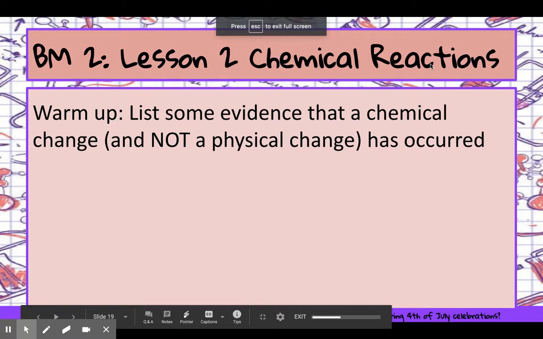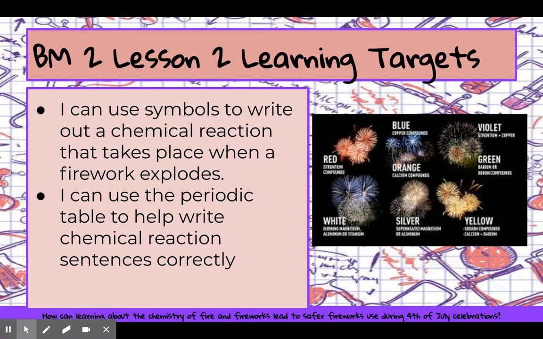All right. So, benchmark 2, lesson 2 is all about chemical reactions. And our goal is to be able to use symbols and write chemical reaction sentences and eventually get to the point where we can talk about the chemical reactions that are occurring in fireworks. Okay, we're still going to be using the periodic table to help with writing our chemical equation sentences correctly. That means using the correct symbols. So having a copy of your periodic table handy will help.